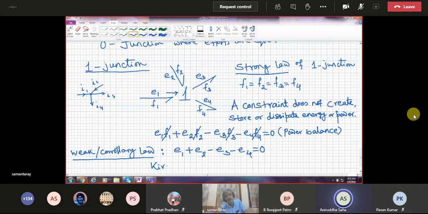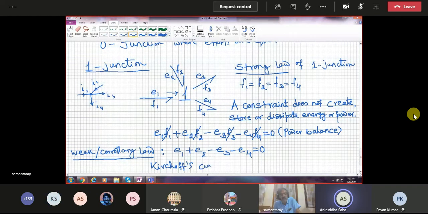Sir, if it's akin to Kirchhoff's law, so why isn't F1 plus F2 minus F3 minus F4 equal to 0? Like it talks about the flow, right? That will come, that is another one. That will be at the zero junction. This is where flows are the same.